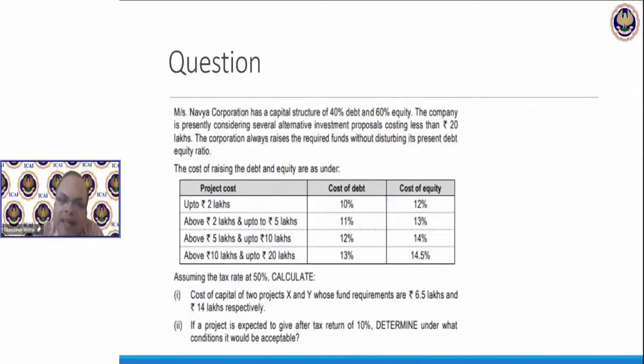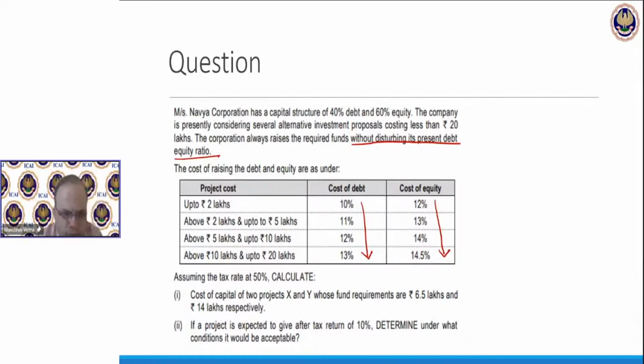The company is presently considering several alternative investment proposals costing less than 20 lakhs. The corporation always raises the required funds without disturbing, this is the key part, without disturbing its present debt equity ratio. And they're giving you the cost of debt and equity. And can you see that the higher you go, the cost of debt increases, and so does the cost of equity.